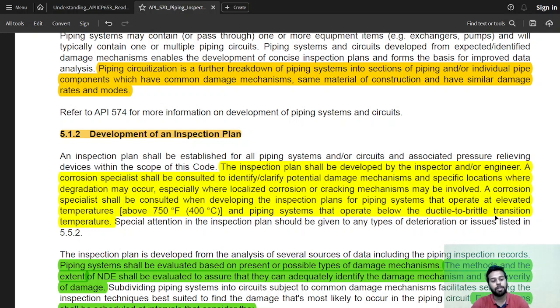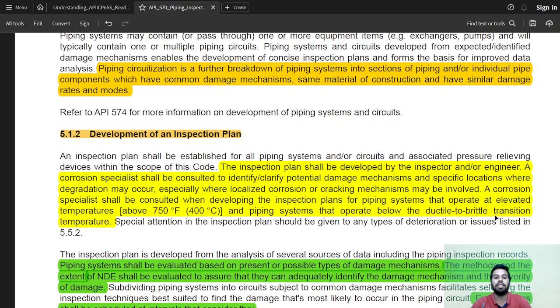So sometimes a special corrosion analyst, corrosion engineer or specialist is also needed, so that he can tell you what kinds of potential damage mechanisms are present in that circuit, if there is some localized cracking or localized corrosion happening.